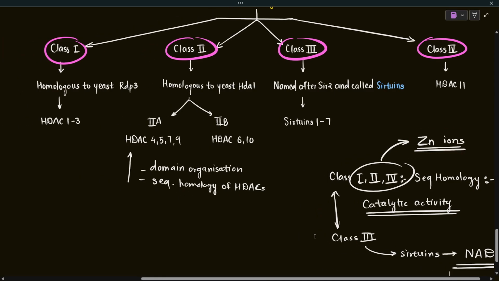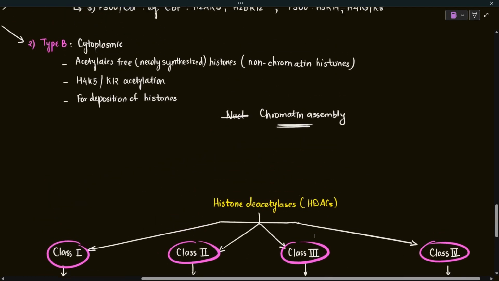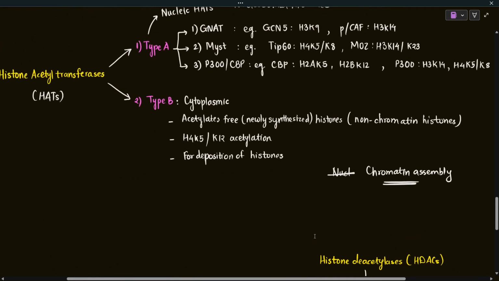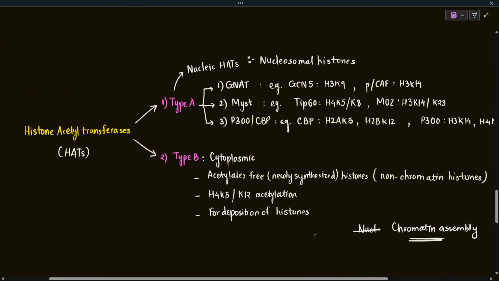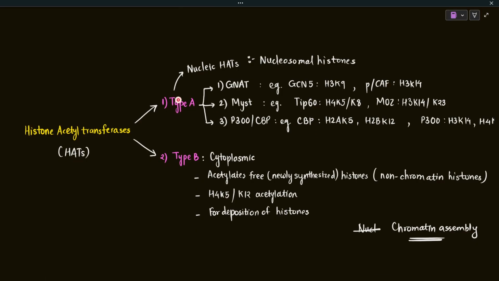So this is all about the histone acetyltransferases as well as histone deacetylases. We have completed histone acetylation here. In the next video lecture, we will learn about histone methylation.